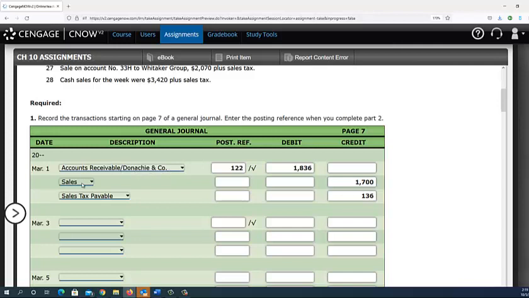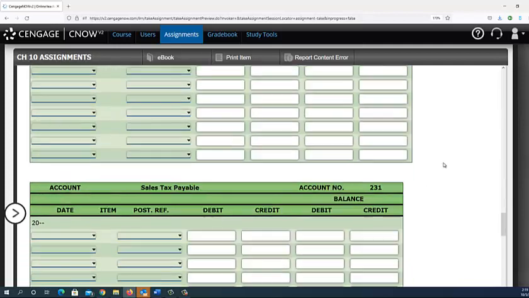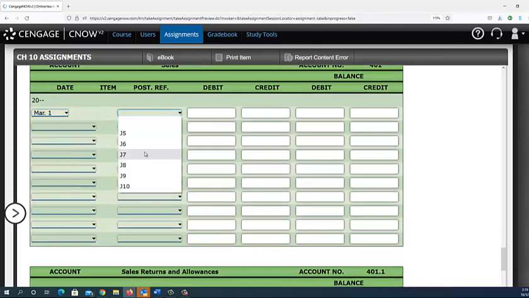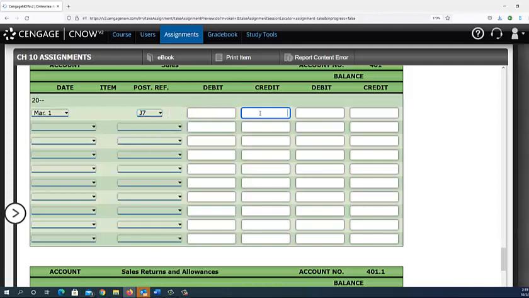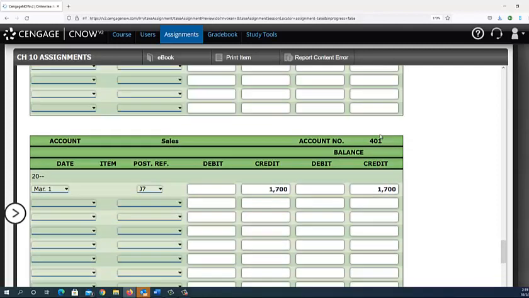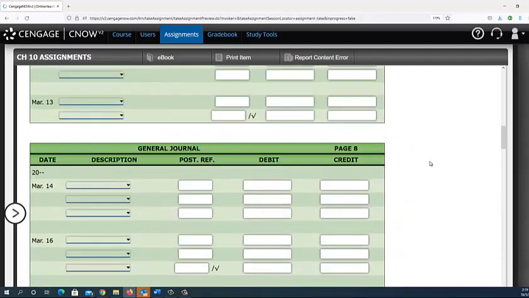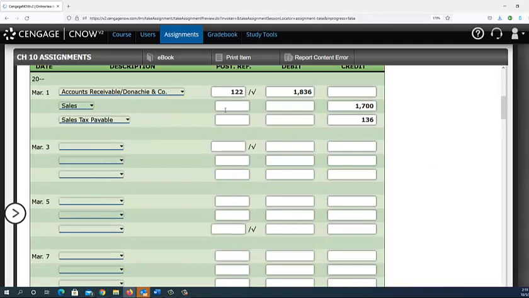Alright, now we'll give sales a credit of $1,700. So we'll go down to that revenue account, sales, and put in the posting reference, give it a credit of $1,700, and move the balance over to the credit side because we don't have an existing balance. We'll take the account number and put it in the posting reference section next to that entry.